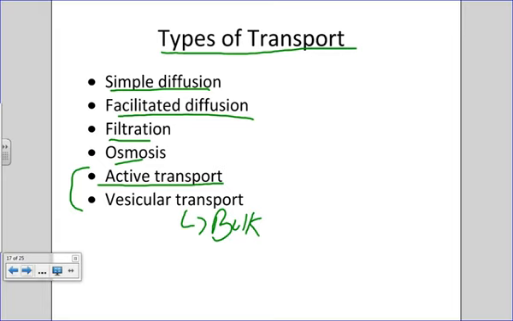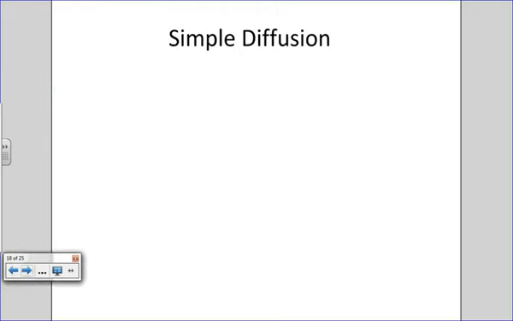So remember, these here are passive. When I say passive, these do not require energy for movement. So let's continue with our discussion. Simple diffusion is the simplest one, coincidentally the simplest one to talk about as well, and I've already been talking about it this entire time.